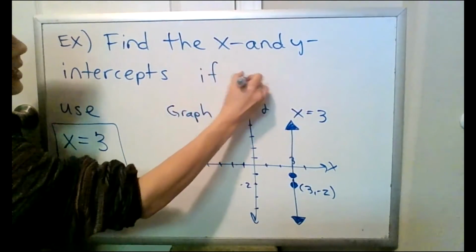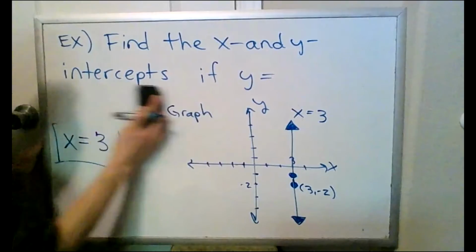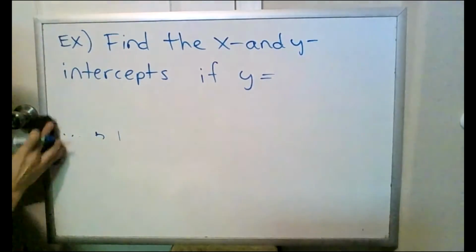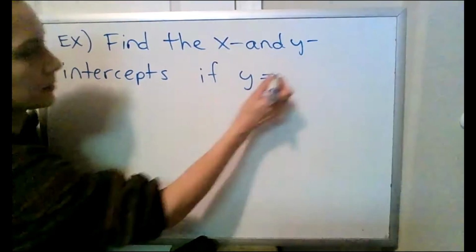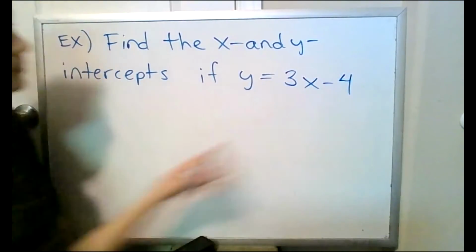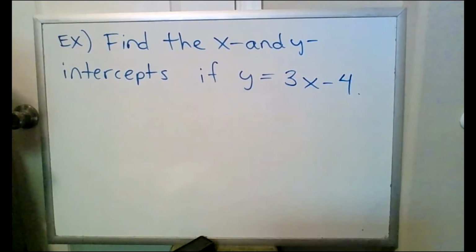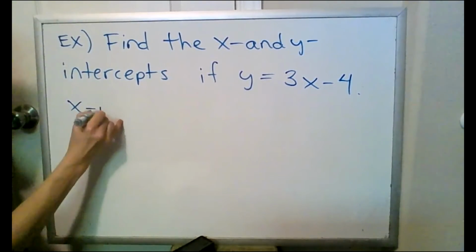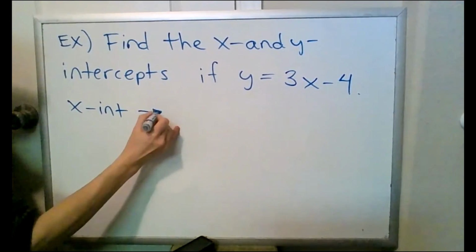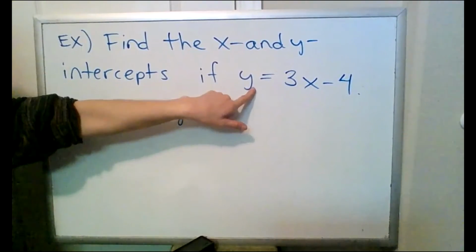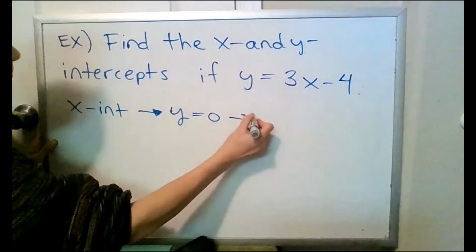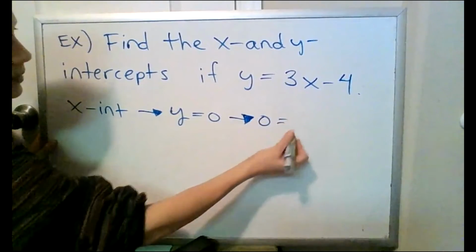Let's say y equals 3x minus 4. If you want your x-intercept, you put y equal to 0. So if there's a 0 right here, it'll be equal to 3x minus 4. And we'd have to solve for x.